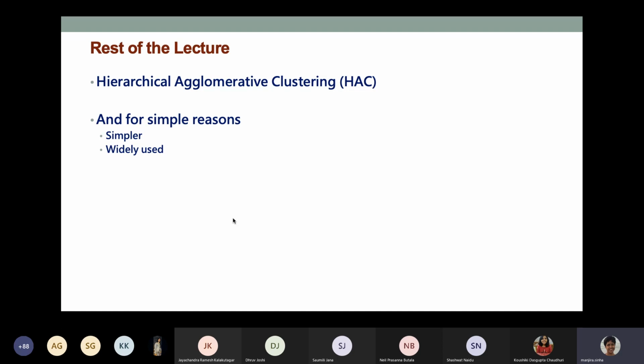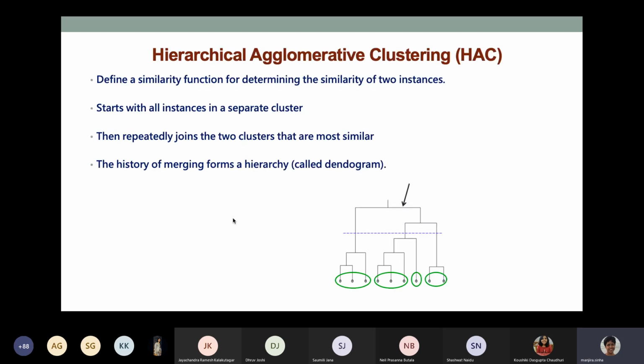So we will go through the HAC process, or hierarchical agglomerative clustering, which, as I said, is very widely used, and it is also simpler to do. We just go from bottom to up, keep going up, clustering the nodes. So let us see the example.